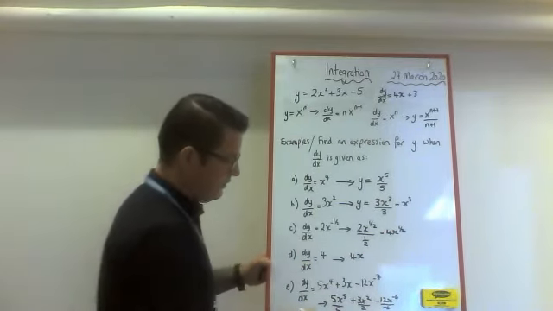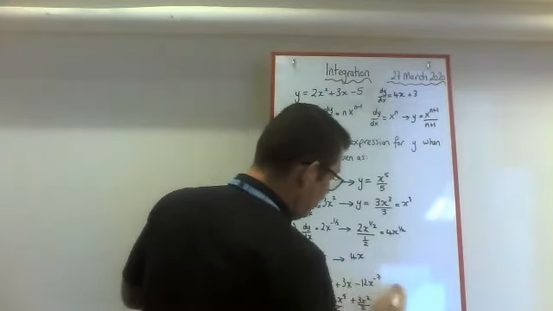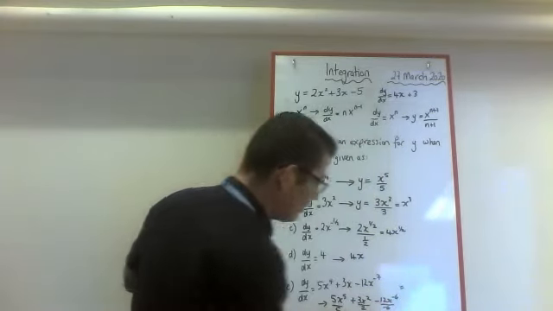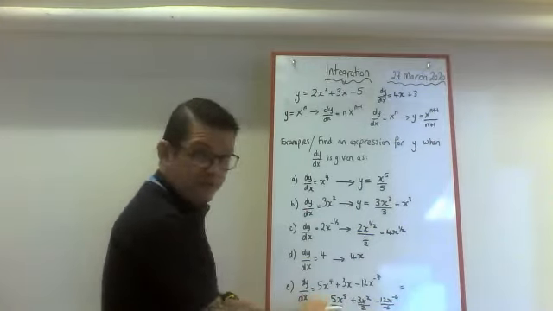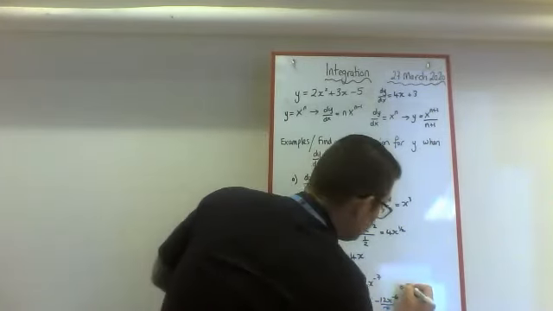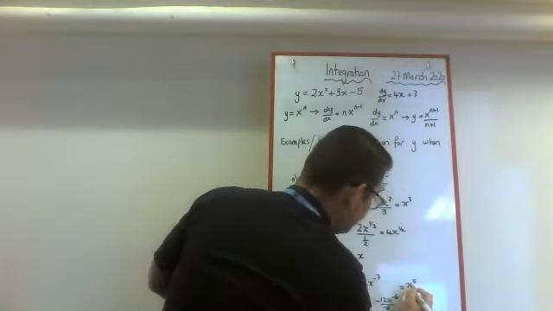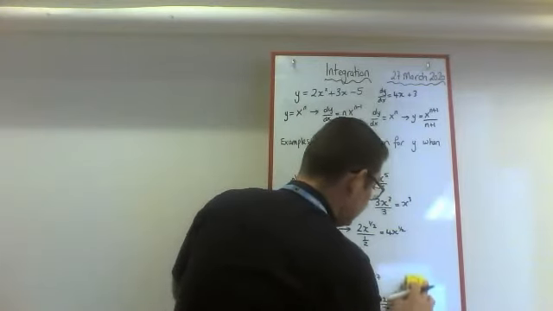That doesn't need simplifying. Now this one's going to be a little bit more challenging just because of space, so I'm just going to put it here at the end. 5x to the 5 over 5. Your 5's cancel, so we just get x to the power 5. That's not very good.